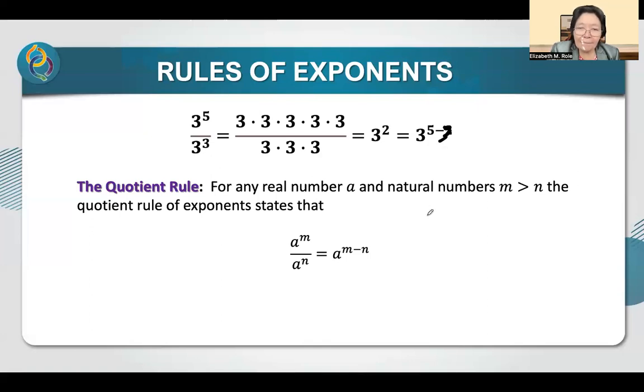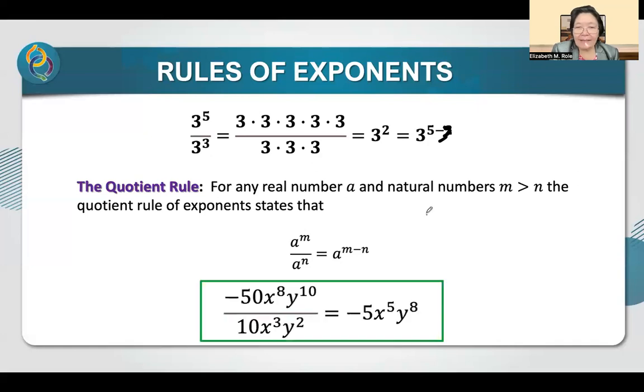the exponents. Okay. So like this one, minus 50 x to the 8 y to the 10th divided by 10x cubed y squared. So you divide the numbers. Minus 50 divided by 10 is minus 5. X to the 8, x cubed. 8 minus 3 is 5. Y to the 10th, y squared. 10 minus 2 is 8. So you get your answer to be minus 5x to the 5th, y to the 8th.